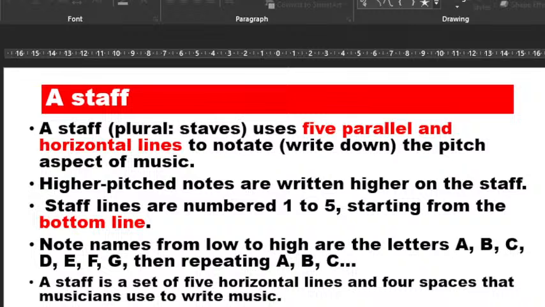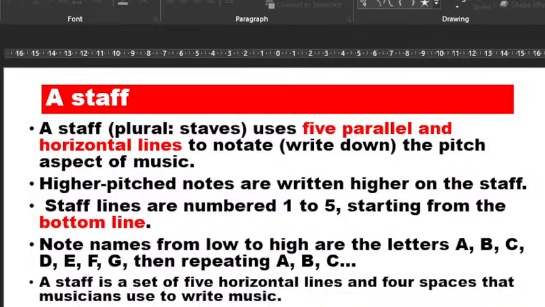We have A, B, C, D, E, F, G. So in music you have 7 letters, A, B, C, D, E, F, G. They keep on repeating. In English we have 26 letters, but in music we only have 7 letters.